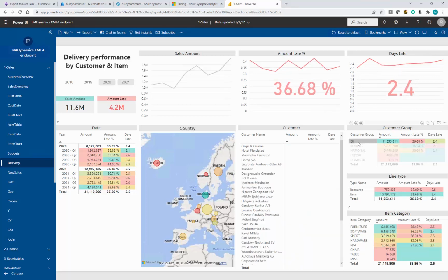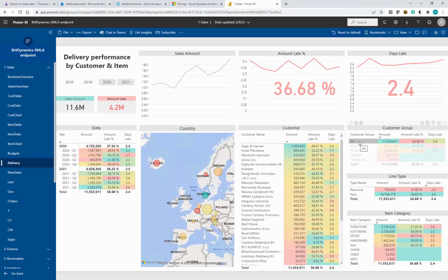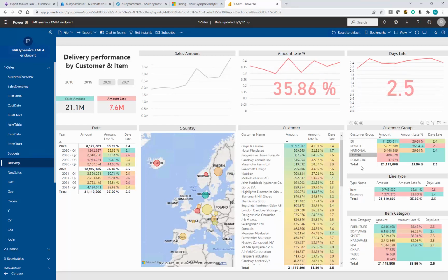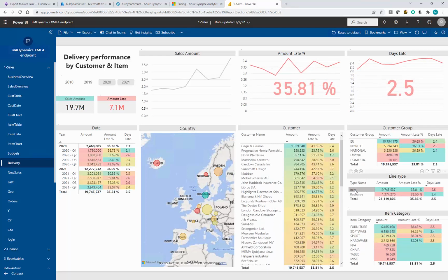And this part is of course available also in the purchasing part, where we are looking into whether our vendors are delivering us goods or services on time or they are late. So this is great for delivery performance analysis.